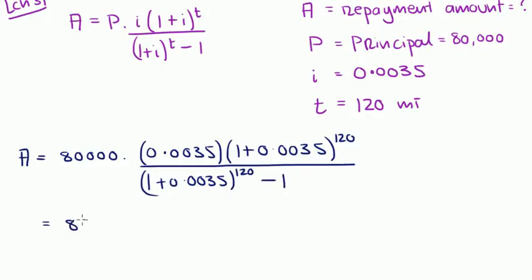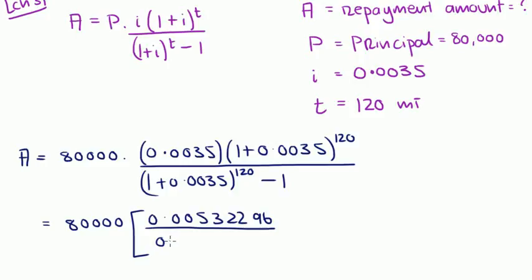So when we simplify that, we're going to get 80,000 multiplied by 0.00532296 on the top and 0.520846 on the bottom, which is going to give us 817.59. So our answer, including our units correct to the nearest euro, is €818.